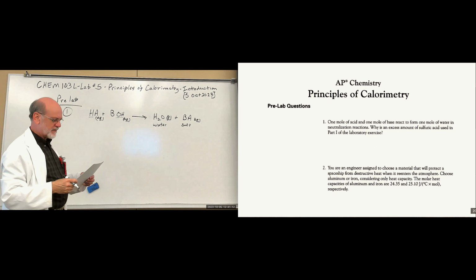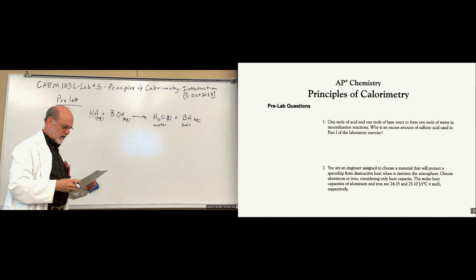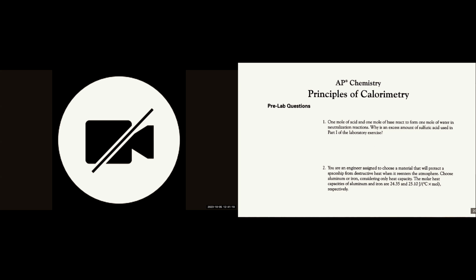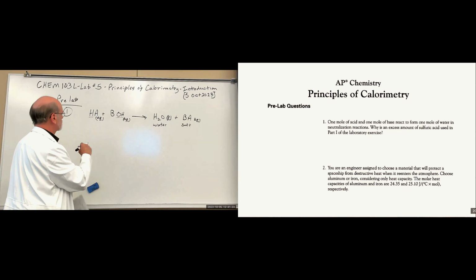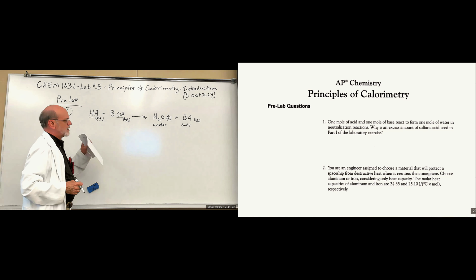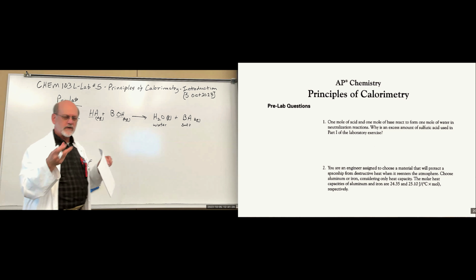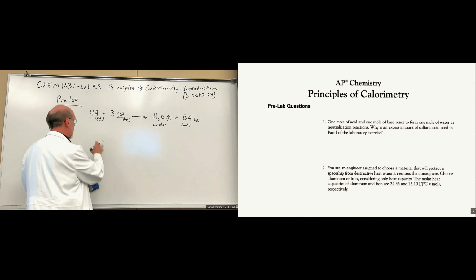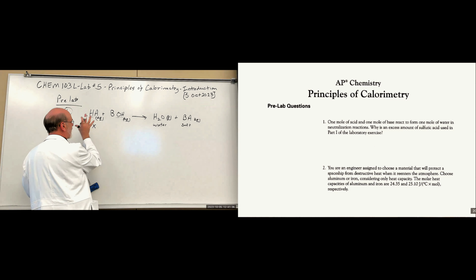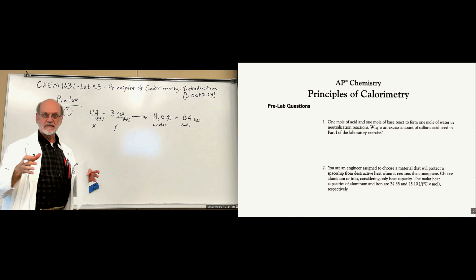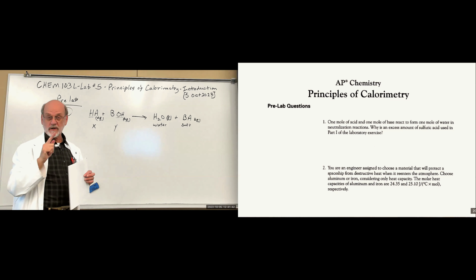Why is an excess amount of sulfuric acid used in part one? Oh, we haven't talked about the lab, so that's not going to make any sense. We can do this, right? Let's reintroduce the concept of limiting reactant. If you know an amount of that, and you know an amount of that, then you're probably going to have one of them limiting.